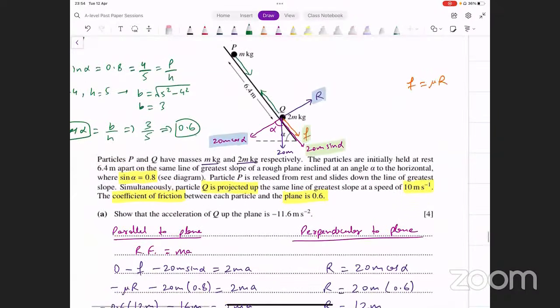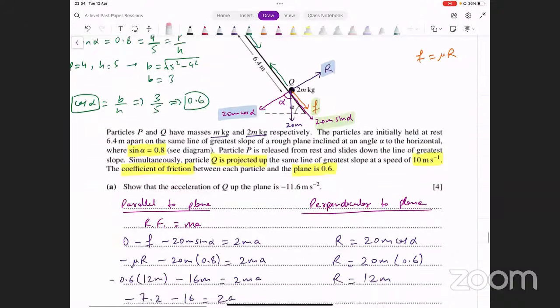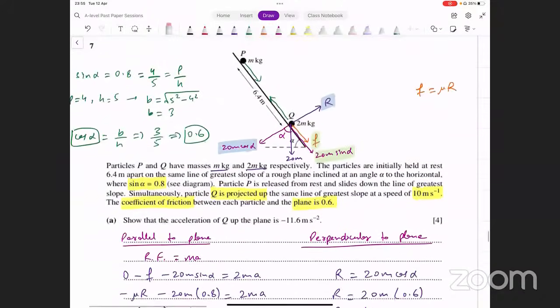Now, what is the information that we're given? P starts from rest. P ने ऊपर rest से start किया, वो नीचे को आ रहा है. Q was projected upwards like this. And we have already found the acceleration of Q in the first part. That is minus 11.6 meters per second square. Okay? That's what you found in the first part.